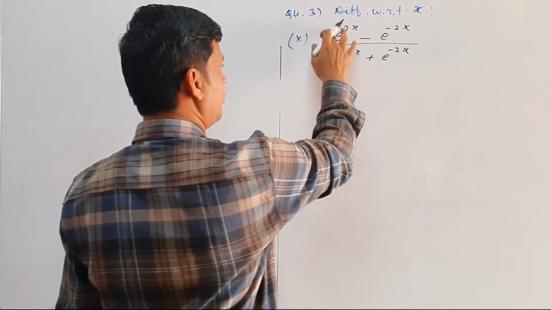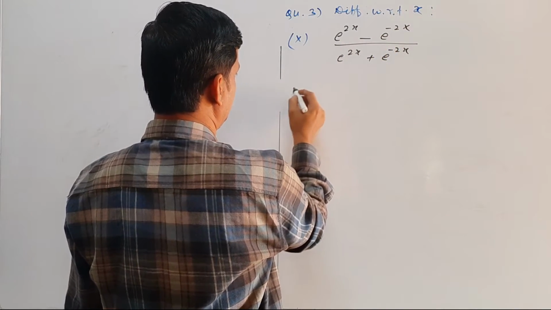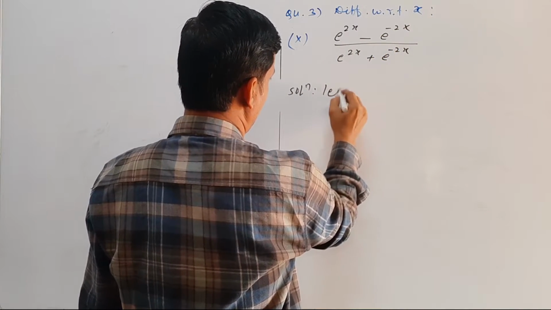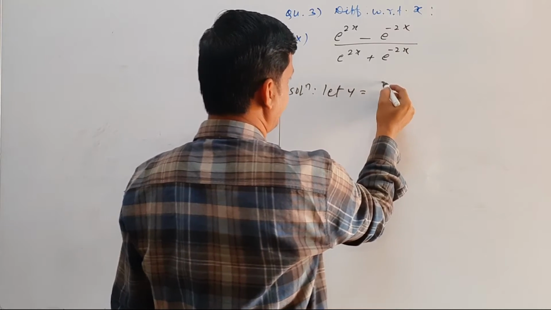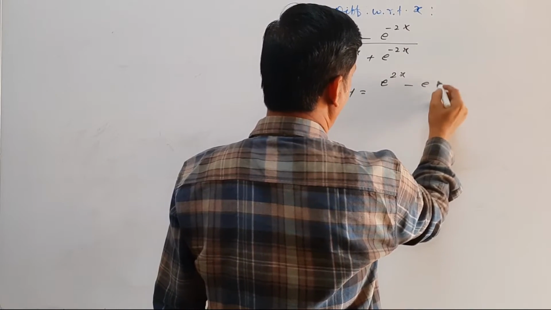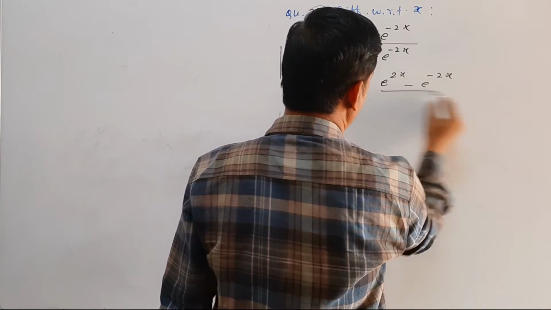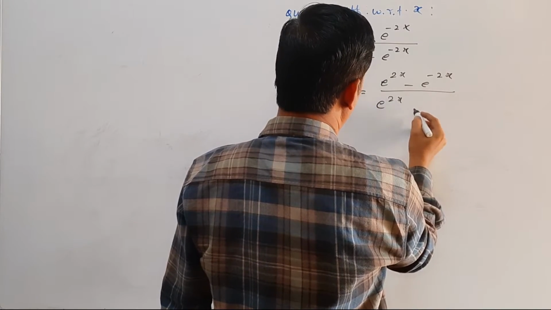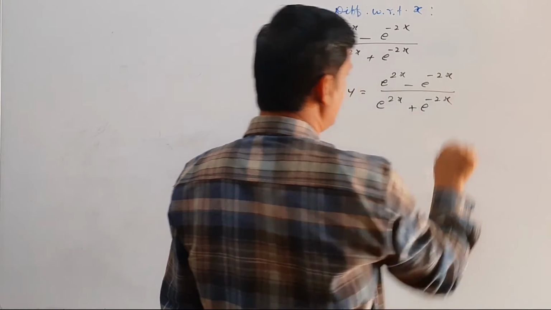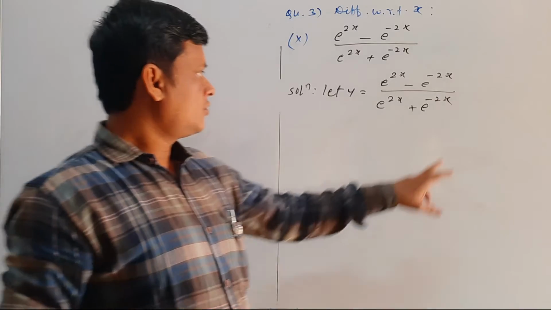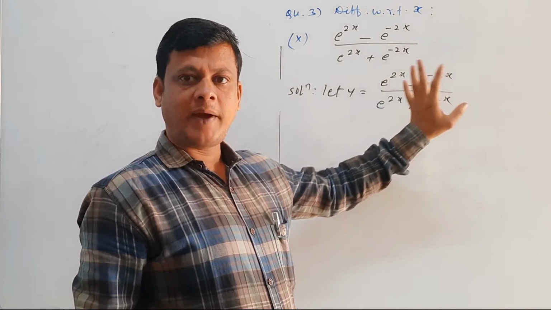So here we have to simplify this first. So we write in solution, let y is equal to (e^(2x) - e^(-2x)) / (e^(2x) + e^(-2x)). So this can be simplified in two ways.